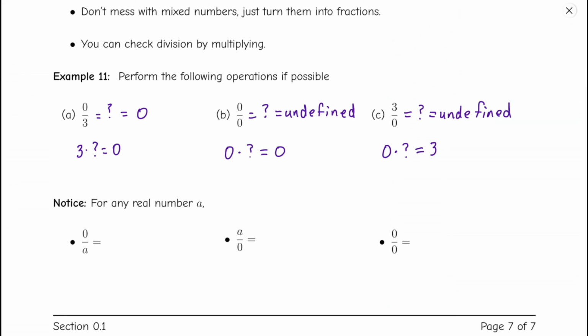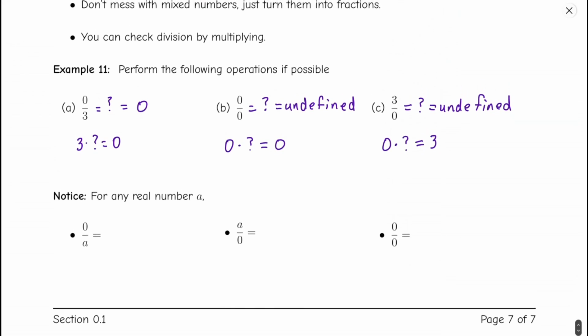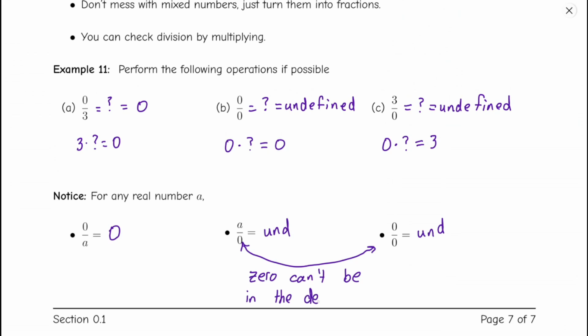And you can generalize these last 3 examples, as in 0 divided by any number will be 0, but a number divided by 0 will be undefined, and 0 divided by 0 will be undefined. In other words, 0 can't be in the denominator. And that is it for section 0.1 notes.